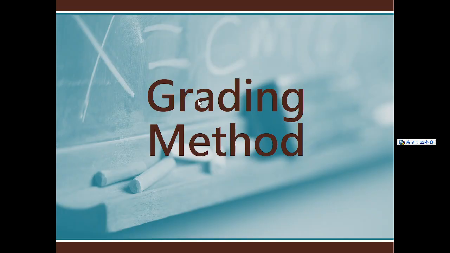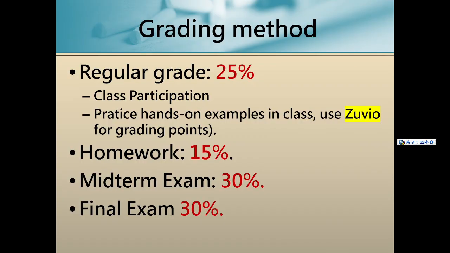Now I want to talk about the grading method. For regular grade, that is 25%. This is for the class participation. After practicing hands-on examples in class, use Rufio for grading points. For homework, that is 15%. For the midterm examination, that is 30%. For the final examination, that is 30%.